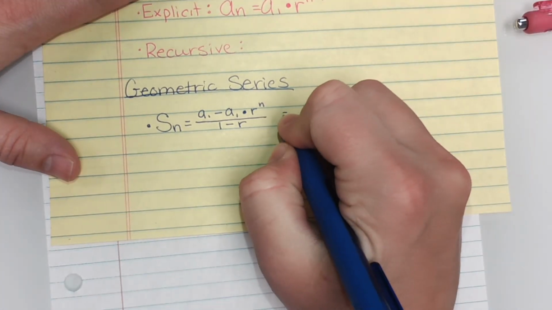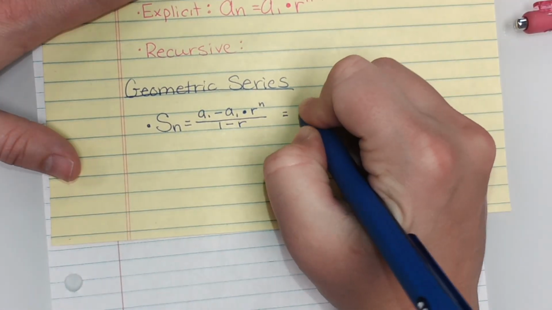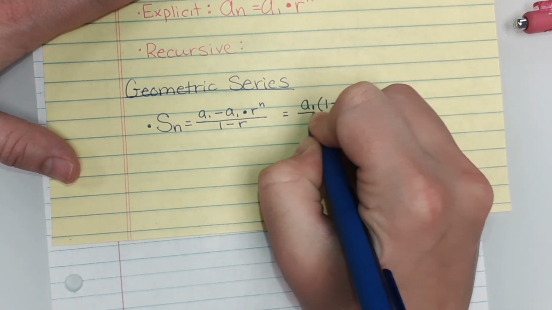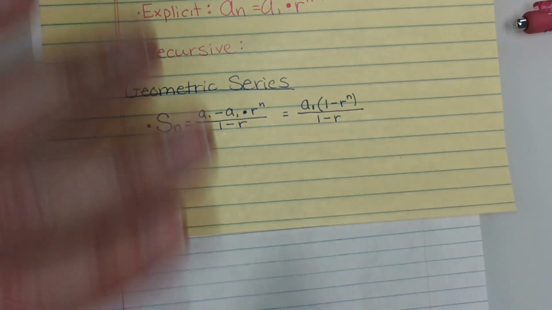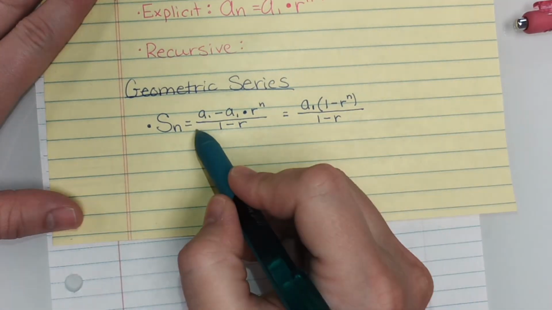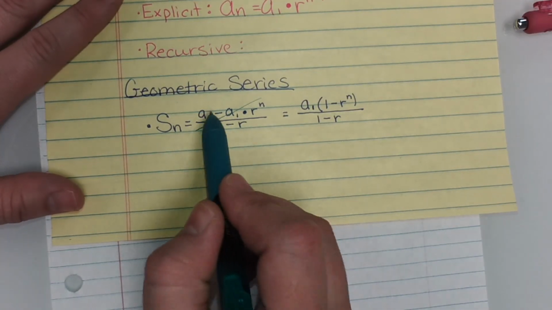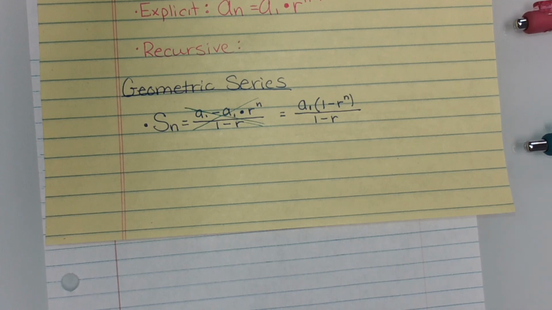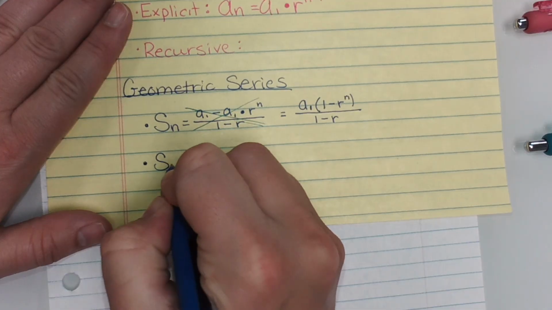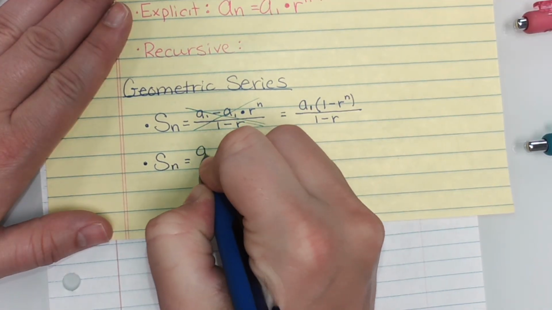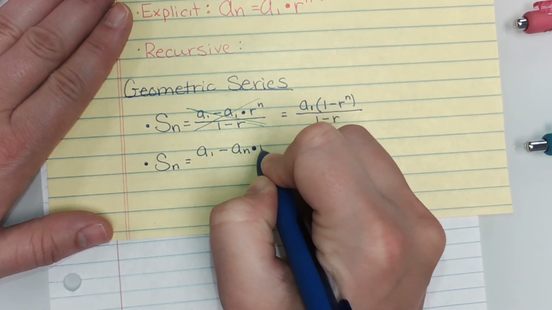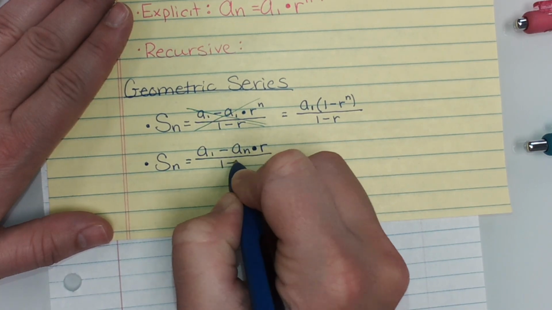So I find that it's easier to rearrange this equation, to factor out the a sub 1, multiplying it by 1 minus r to the power of n all over 1 minus r. I personally ignore that formula. Is it true? Yes. Will you see it sometimes? Sure. Am I really going to use it? No. There's also S sub n is equal to a sub 1 minus a sub n times r all over 1 minus r.